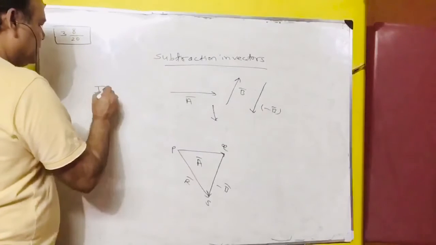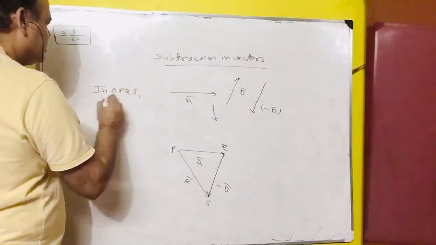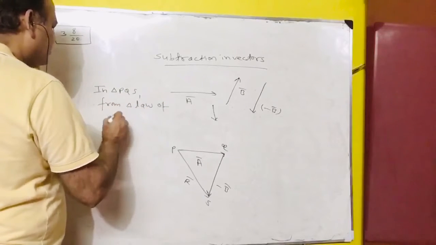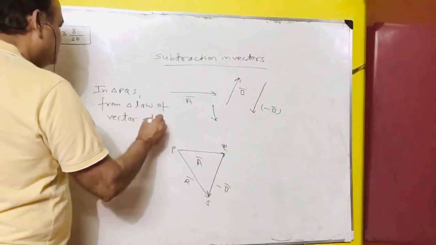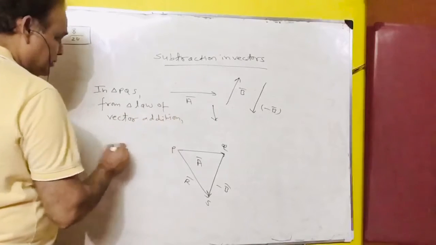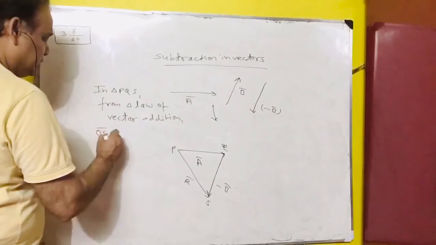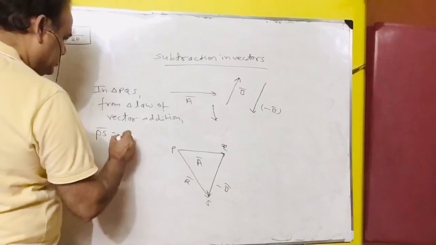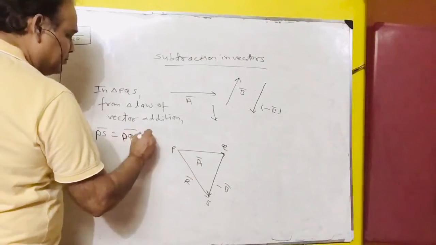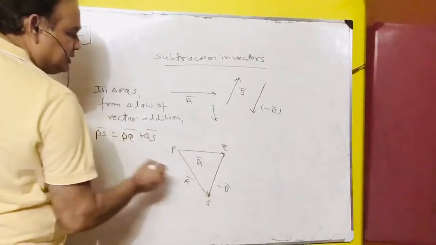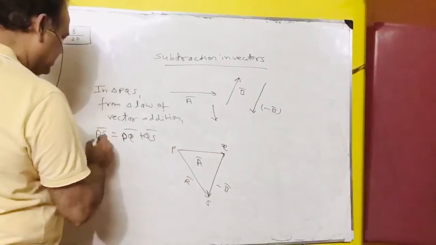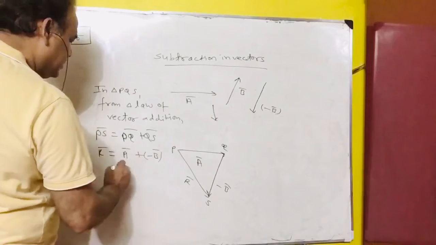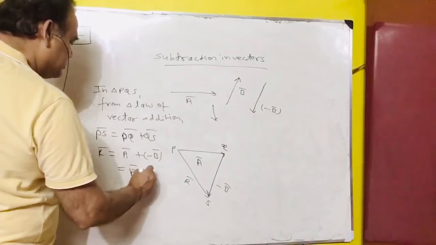So in triangle PQS, from triangle law of vector addition, PS equal to PQ plus QS. Look, PQ plus QS, same direction, equal to PS, and PS is R. So R is equal to A vector plus minus B vector, or A vector minus B vector.